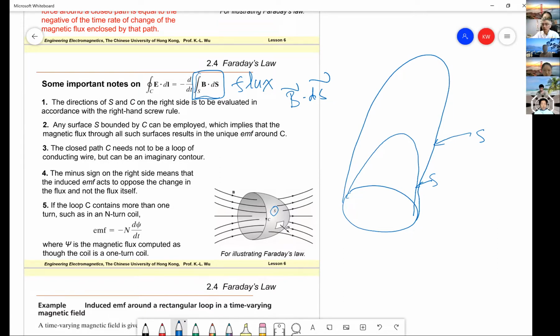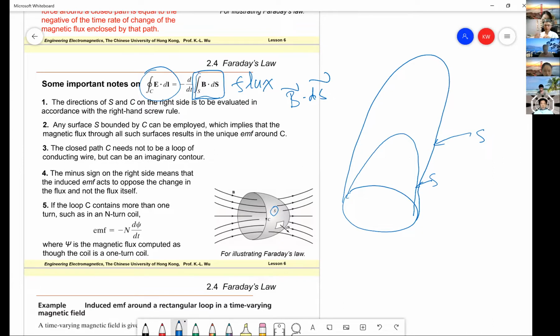So this EMF tends to be decreased. That means to reduce the change of magnetic field. Okay, so this is what that means.